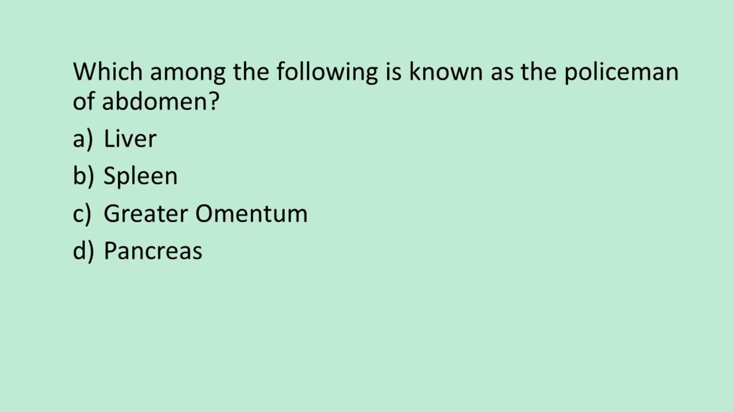Let's solve this MCQ guys. Which among the following is known as the policeman of abdomen? Option A, liver. Option B, spleen. Option C, greater omentum. Option D, pancreas.